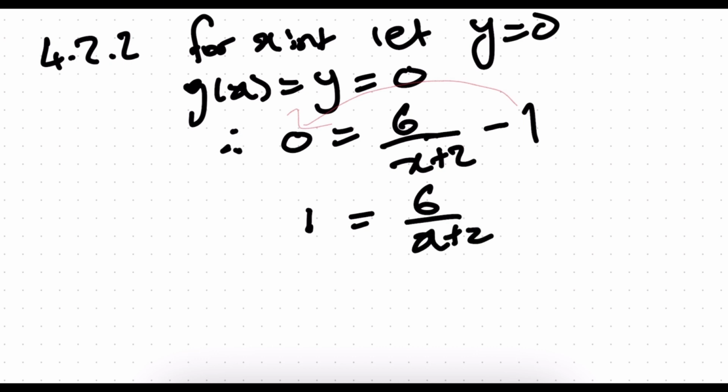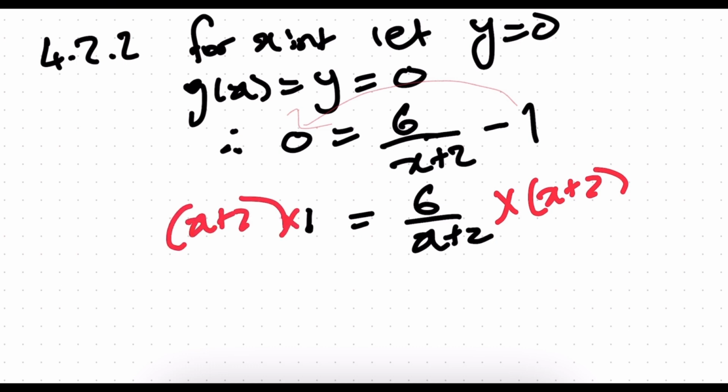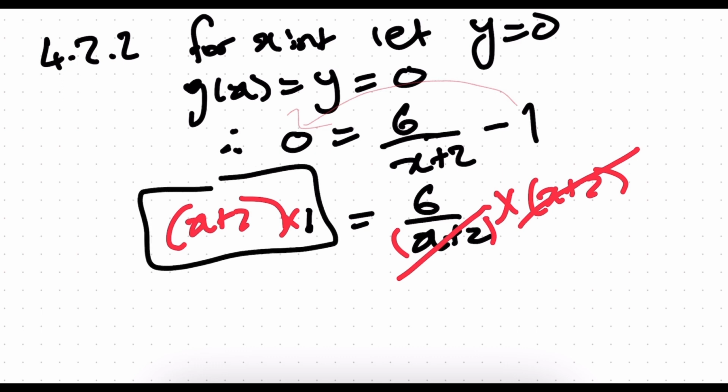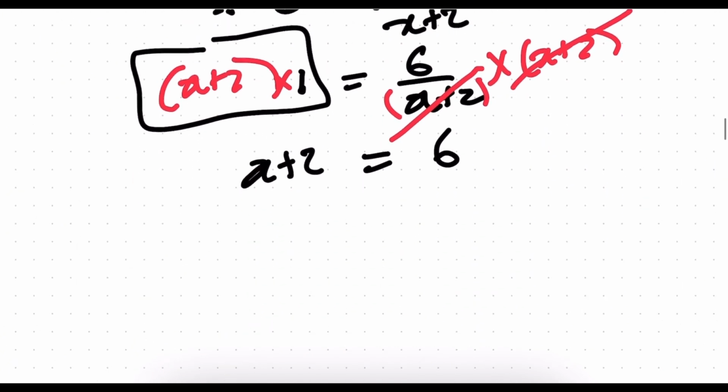Then you get rid of your denominator by multiplying both sides by x plus 2. Then you'll know that this will cancel with this, and you'll be left with this on this side. Anything multiplied by 1 will yield that thing again. So it's x plus 2 equals 6, right? Therefore, your x-intercept will be equal to what? You'll take this 2 to the other side because you want to group the like terms, right?